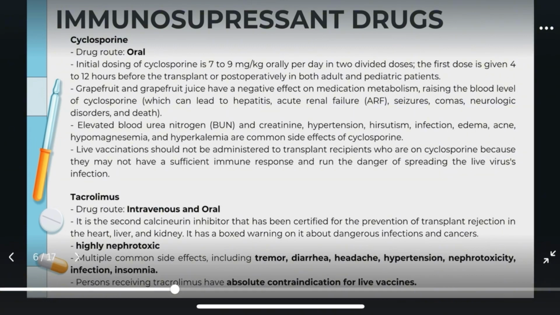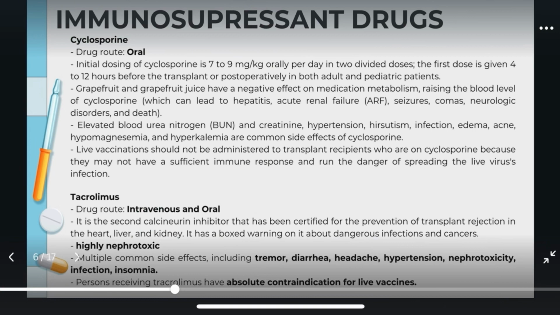Elevated blood urea nitrogen and creatinine, hypertension, hirsutism, infection, edema, acne, hypomagnesemia, and hyperkalemia are the common side effects of cyclosporin. Live vaccinations should not be administered to transplant recipients who are on cyclosporin because they may not have a sufficient immune response and run the danger of spreading the live virus's infection.